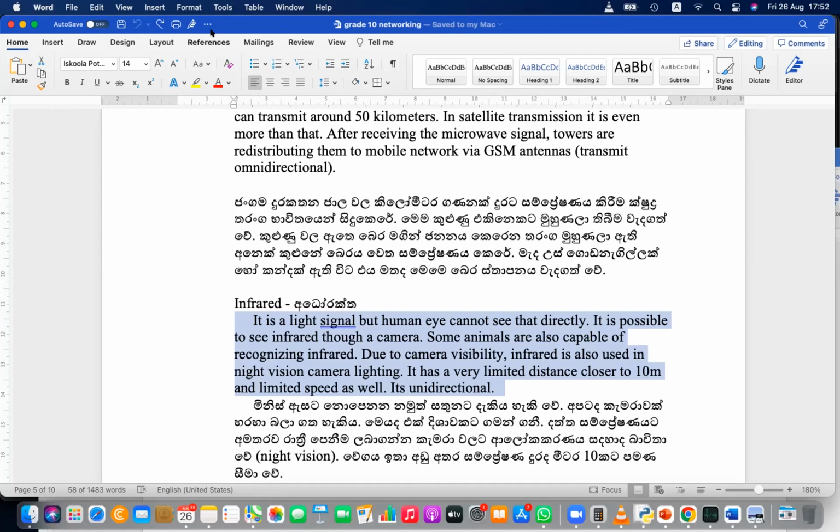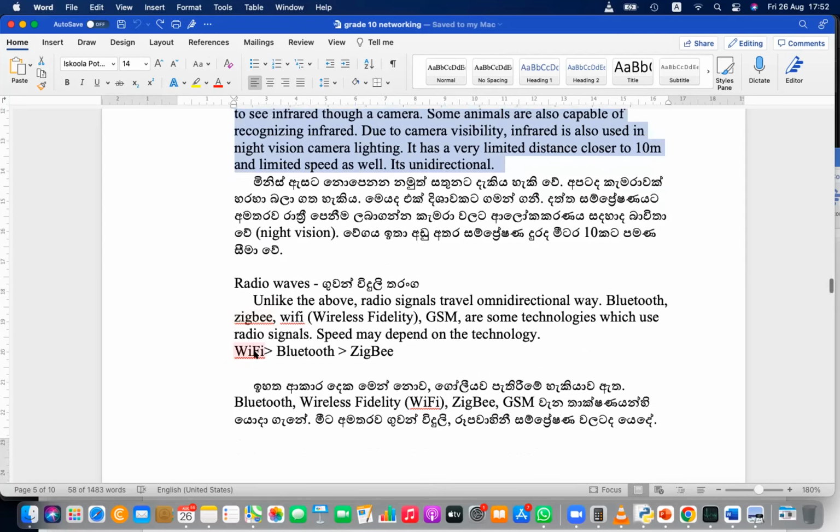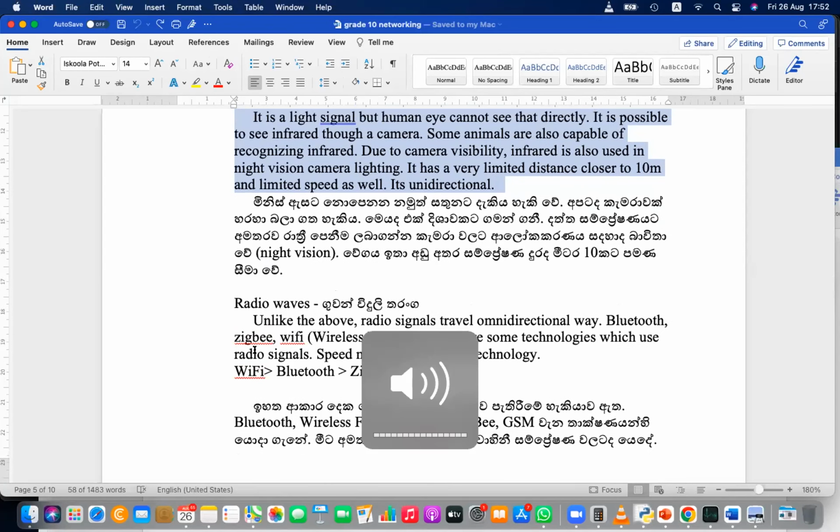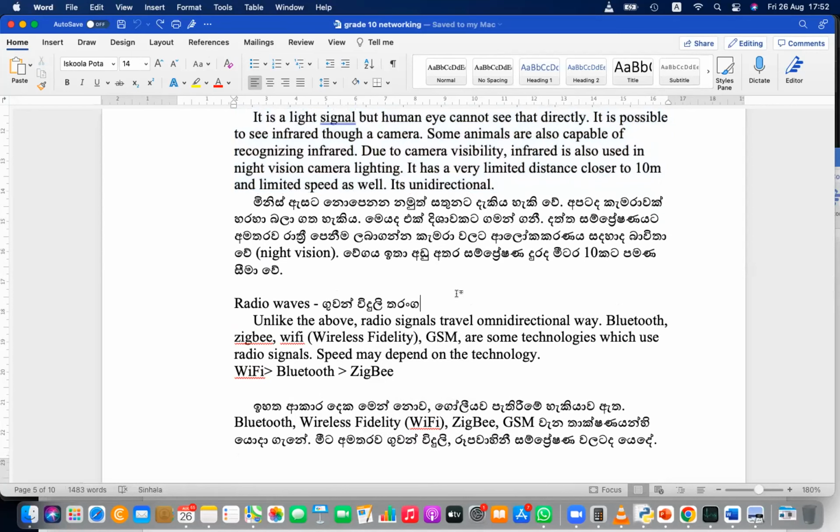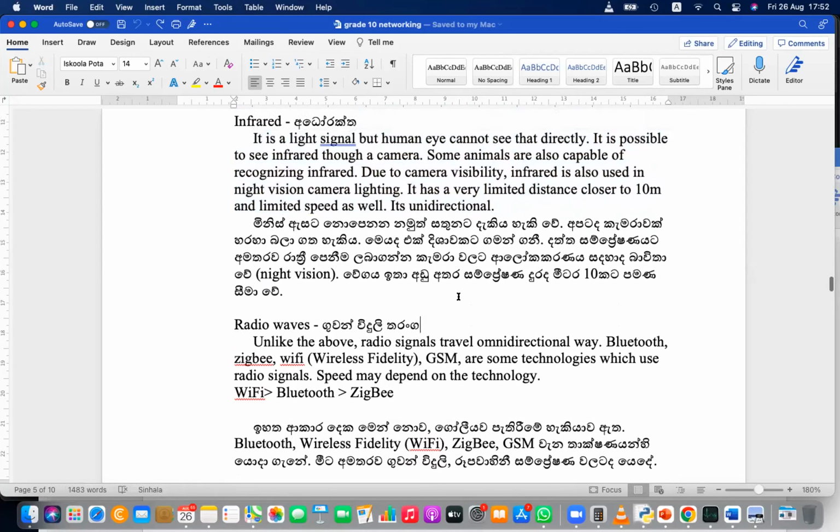Right. Then actually, the infrared is used not just for communication purposes, it is used as a light source for night vision cameras. Right? Night vision camera වල light source එක විදියට පාවිච්චි කරනවා.